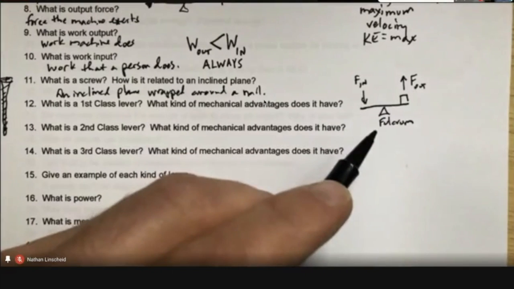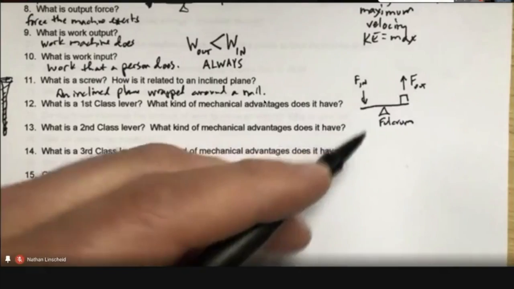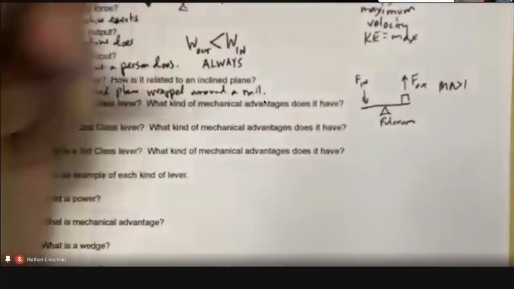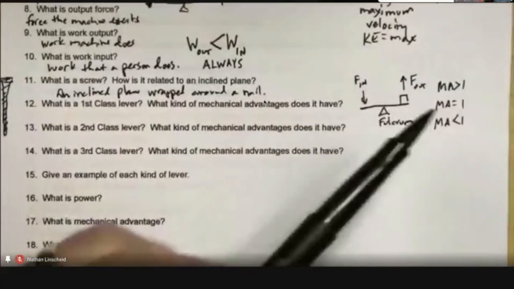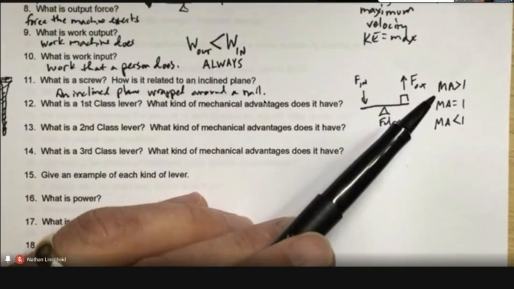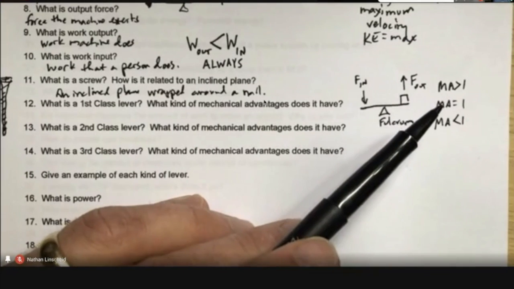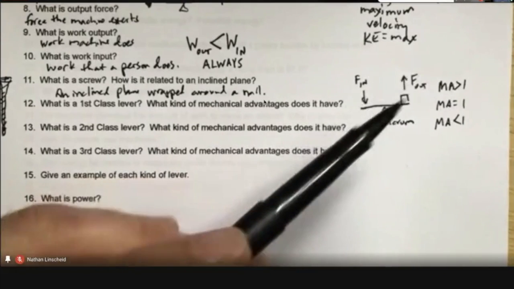And you can have any kind of mechanical advantage here that you want. So the mechanical advantage can be greater than 1. It can be exactly equal to 1, or it can be less than 1. So what does it mean to have a mechanical advantage greater than 1? It means that if you push down with a little bit of force, it will lift with a great amount of force. Okay, that's a really good thing.